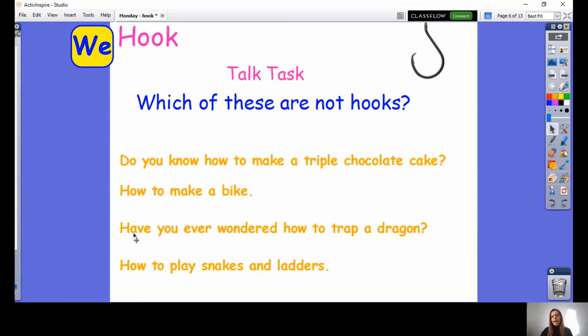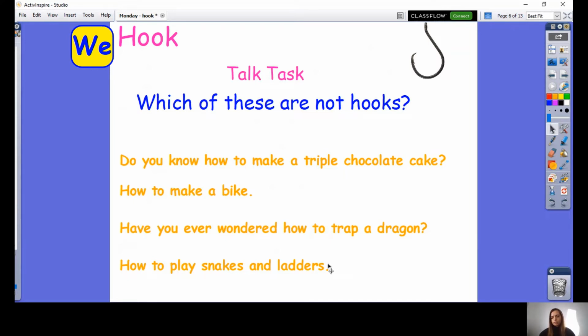What about, have you ever wondered how to trap a dragon? Is that a hook? Well done. That is a hook. It uses our question mark and it has, have you ever wondered? It makes you think, have you ever thought about trapping a dragon? I know I have.